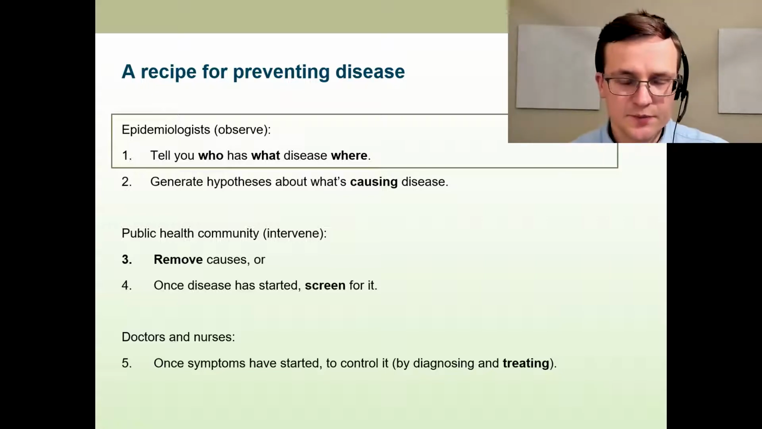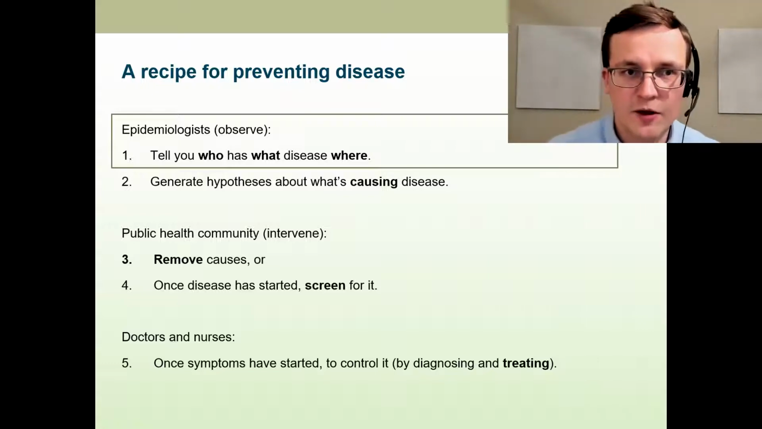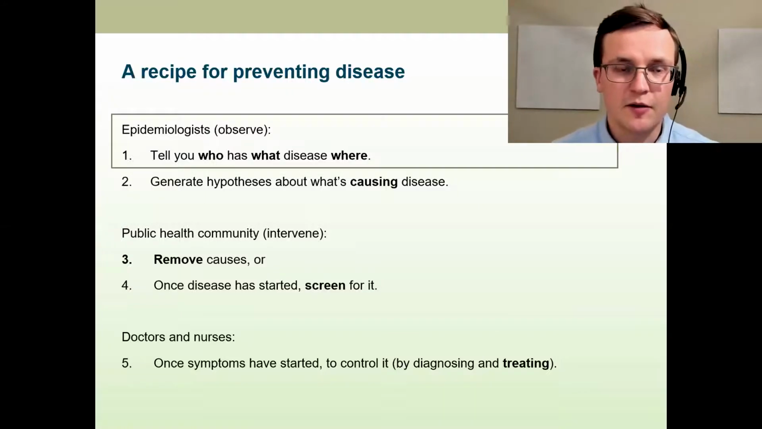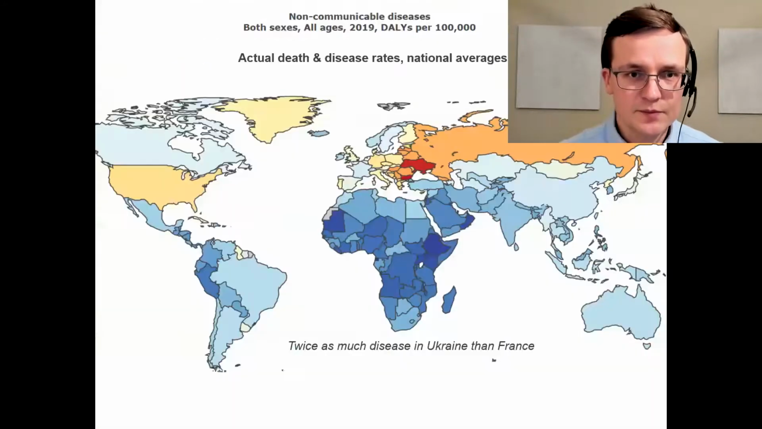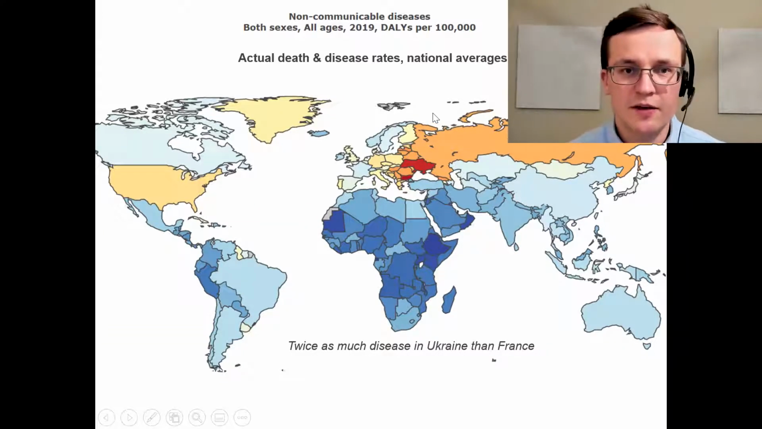And if that fails, then as a fifth step, once symptoms have started, the usual healthcare system comes in by diagnosis and treatment. So let's start off with the first step of what epidemiologists know about the burden and spread of non-communicable disease. This is data from the Global Burden of Disease study that I signposted in my pre-lecture notes. You should definitely have a look at and play with their online visualization.